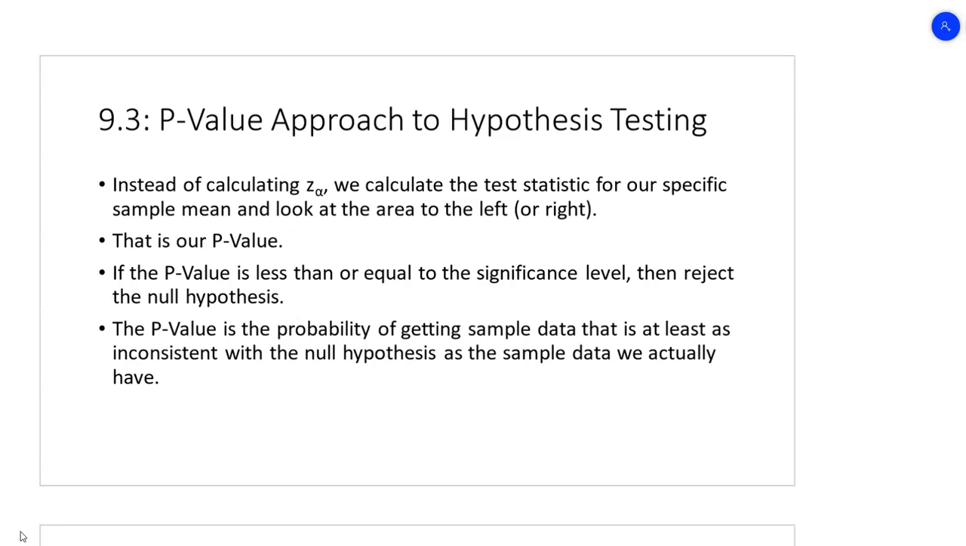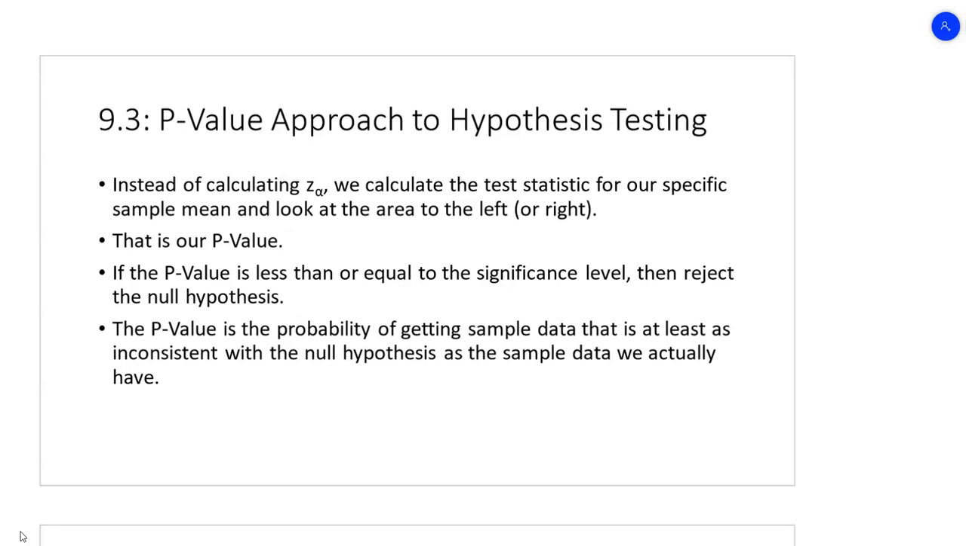So the p-value is calculated from the test statistic. So we're going to look at the area to the left or to the right, depending on whether it's left-tailed, right-tailed, or even two-tailed. And then we're going to compare that to our significance level to decide whether to reject the null hypothesis or retain the null hypothesis and not go in favor of the alternative hypothesis.